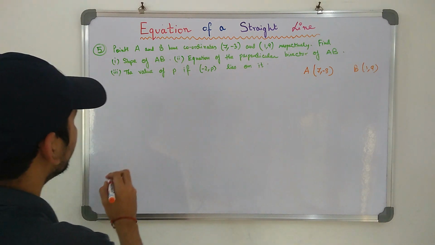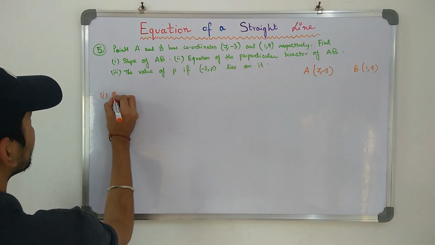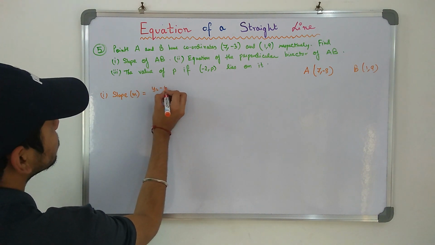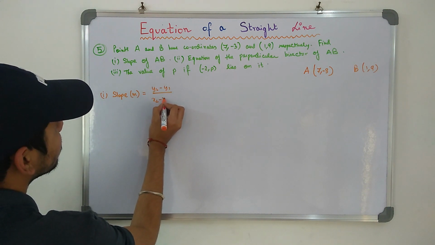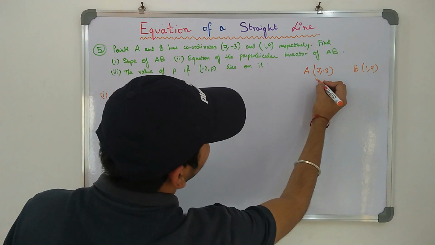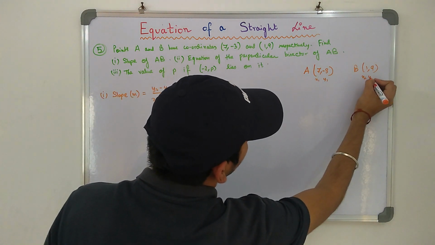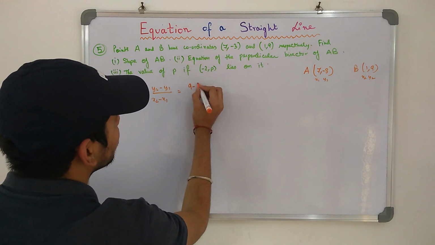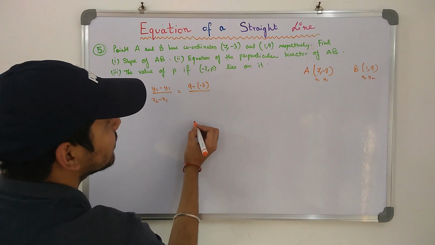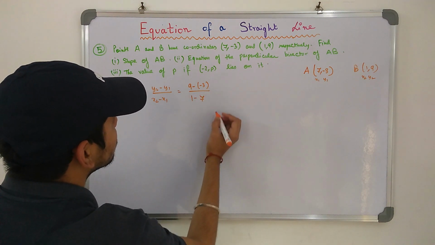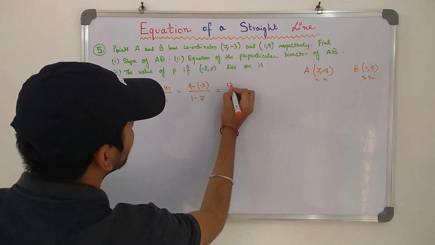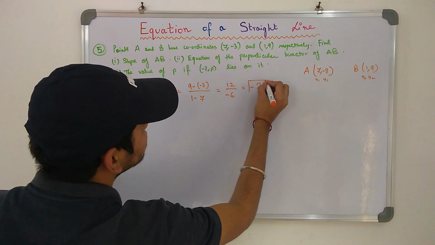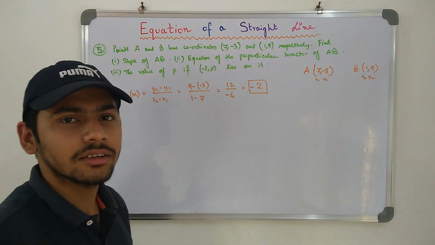First of all, we have to find the slope of AB, which is very easy. Slope m is equal to y2 minus y1 divided by x2 minus x1, where this is x1, y1 and this is x2, y2. We simply put in the values to get the answer, which is 9 minus of minus 3 divided by 1 minus 7. So what do we have? 9 plus 3, that's 12, divided by minus 6, so we have minus 2. Hence the slope of the line AB is equal to minus 2.